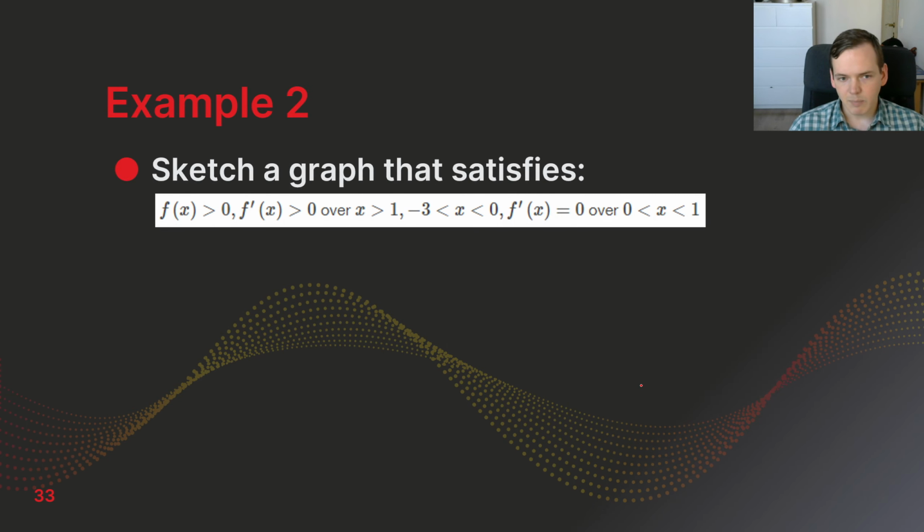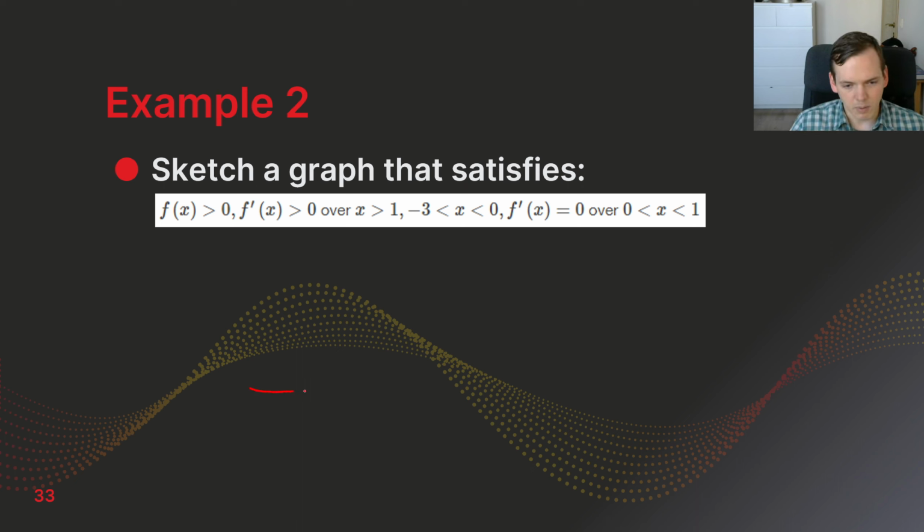A second example: sketch a graph that satisfies all these conditions. F of x is greater than 0, so it's always positive. The derivative is greater than 0 when x is greater than 1, and from negative 3 to 0, the derivative is also positive. And it's equal to 0 from 0 to 1.